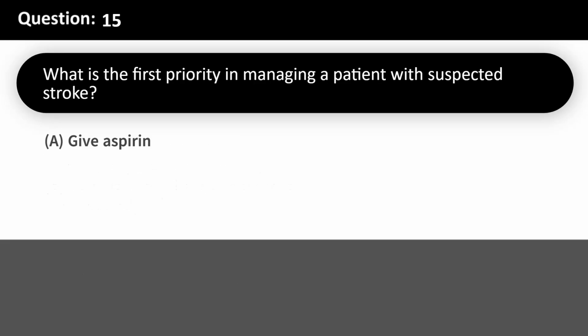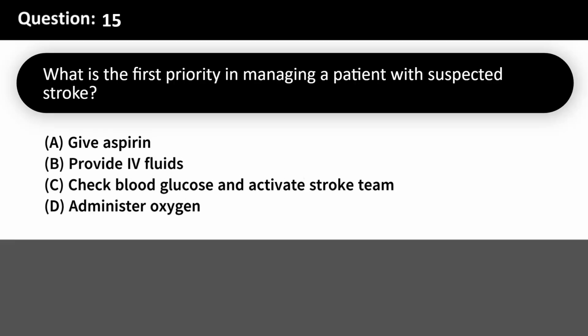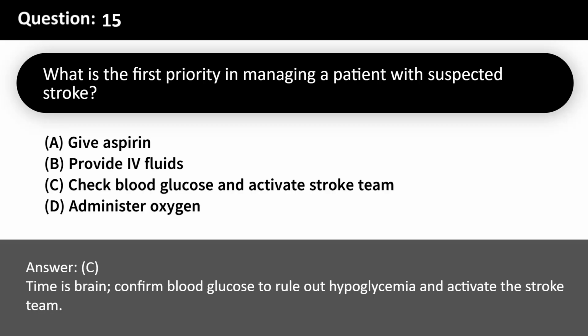What is the first priority in managing a patient with suspected stroke? A. Give aspirin. B. Provide IV fluids. C. Check blood glucose and activate stroke team. D. Administer oxygen. Answer: C. Time is brain. Confirm blood glucose to rule out hypoglycemia and activate the stroke team.